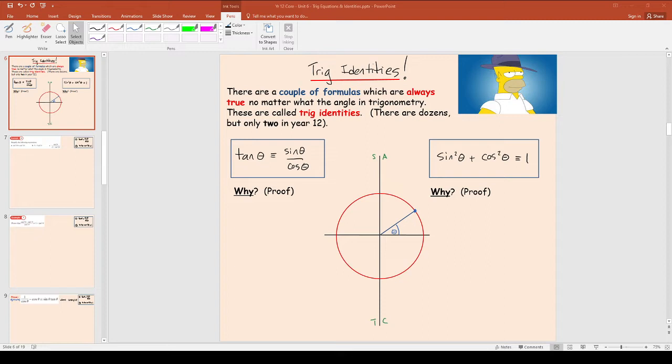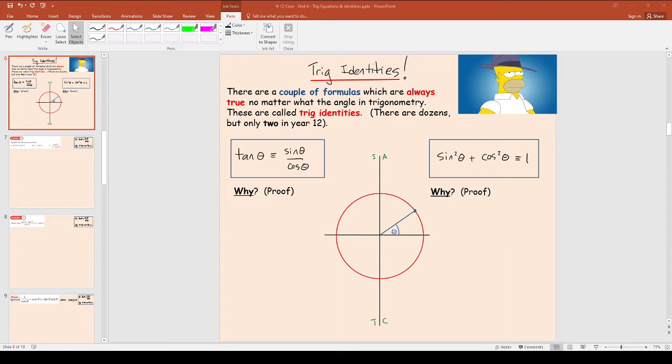Now, you've probably not heard that word before in the context of maths, an identity. But an identity in maths is just something that is always true, no matter what. So in trig, you don't know these yet, but they're on the screen, so I guess you do know them. Here's something that's always true. Tan of theta is always equal to sine of theta over cos of theta. Now I'm going to show you why in a sec, but that's always true.